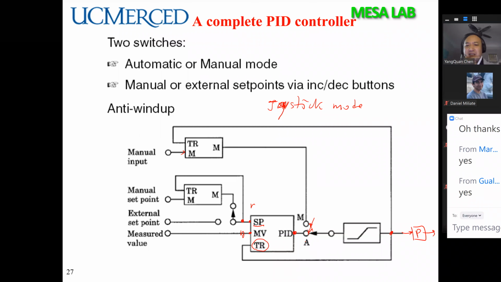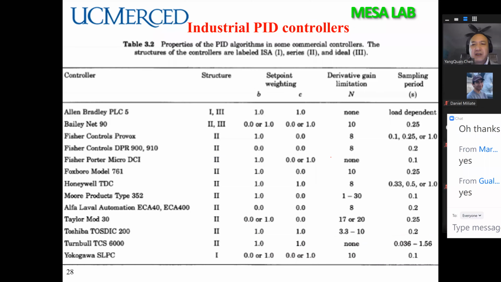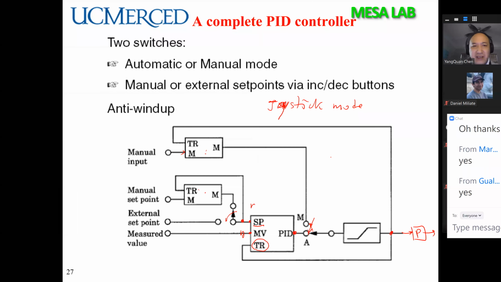So in this way, those manual feedback signals are the same, okay, this is a copy of it. So all the signals are the same, so it will come to here as well. They call it external set point. So in this way, the system will not get bumped up. That is the basic concept of bumpless transfer.